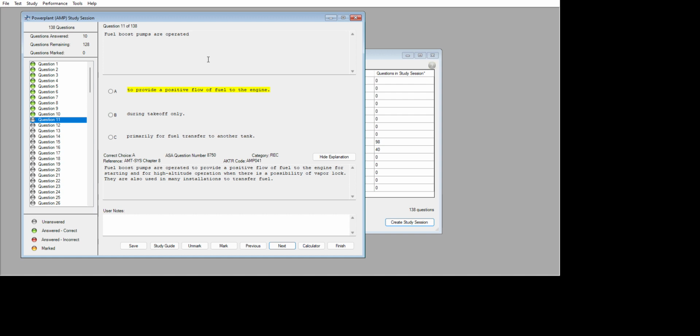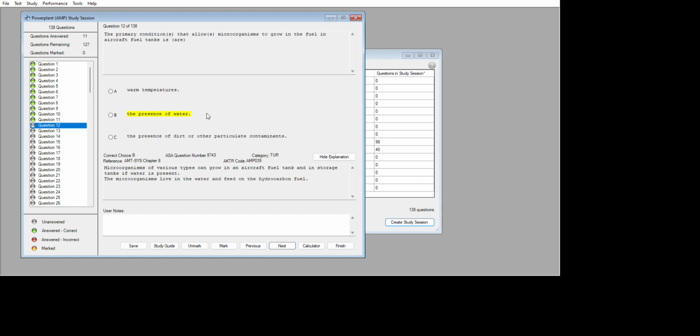Fuel boost pumps are operated to provide a positive flow of fuel to the engine. The primary condition that allows microorganisms to grow in the aircraft fuel tanks is the presence of water.